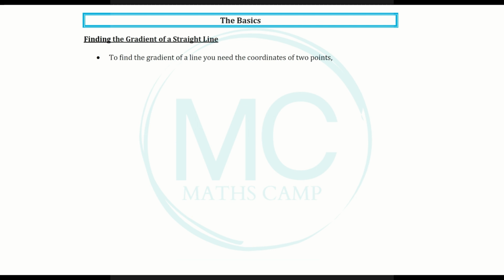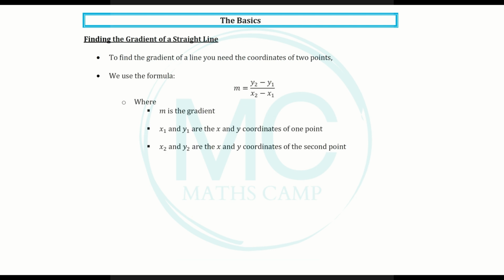To find the gradient of a line, you need the coordinates of 2 points. Then we use the formula m is equal to y2 minus y1 over x2 minus x1. Here, m is the gradient. x1 and y1 are the x and y coordinates of 1 point. x2 and y2 are the x and y coordinates of the second point. It does not matter which point you assign as point 1 and point 2.